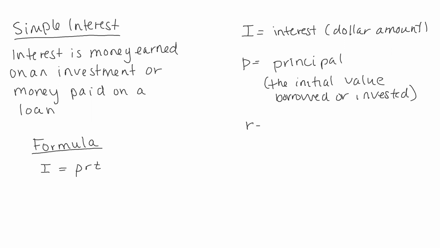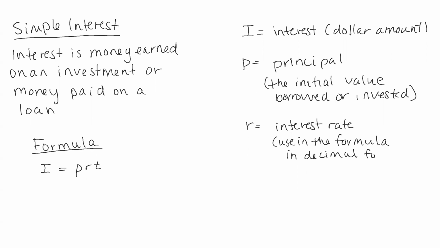And then you have R, which is your interest rate. This will be used in the formula in decimal format. So you're always going to take your percent and convert it to a decimal before you plug it into this formula, I equals PRT. And then T is the time frame of the loan or the investment. Generally, it's in years, unless otherwise stated.